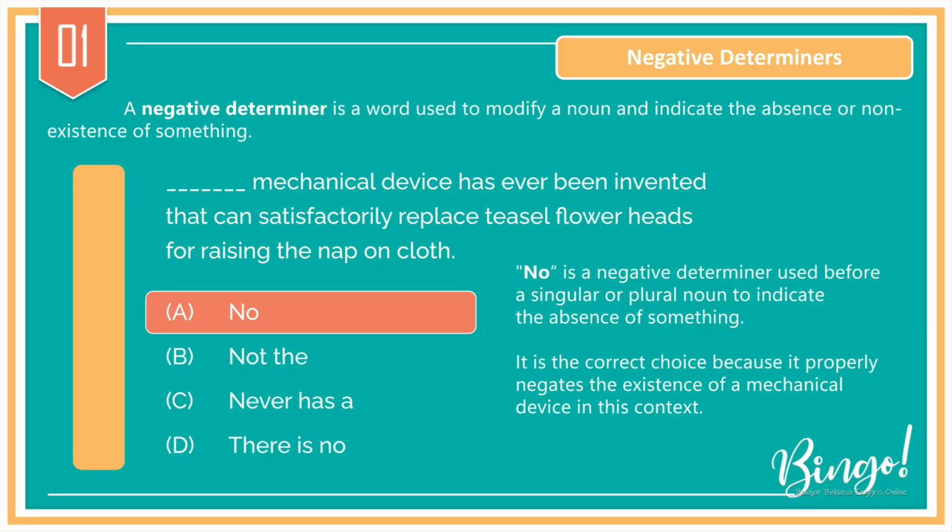Answer 1. A negative determiner is a word used to modify a noun and indicate the absence or non-existence of something. The word no is a negative determiner used before a singular or plural noun to indicate the absence of something. It is the correct choice because it properly negates the existence of a mechanical device in this context.